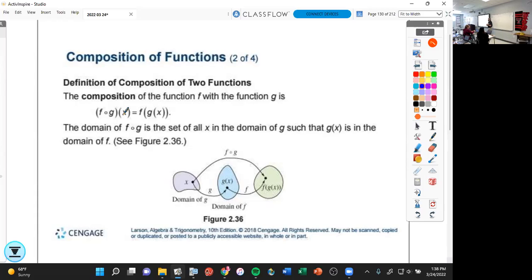So what this means is if f has a specific domain, if I take the g function and plug x into it, if I get an output value for that g of x that's not part of the domain of f of x, then it can't be a part of the domain of the composition. Clear as mud, right? Okay. That's just definition stuff.